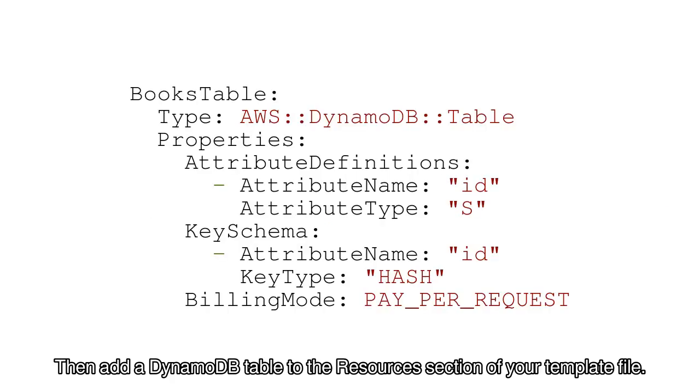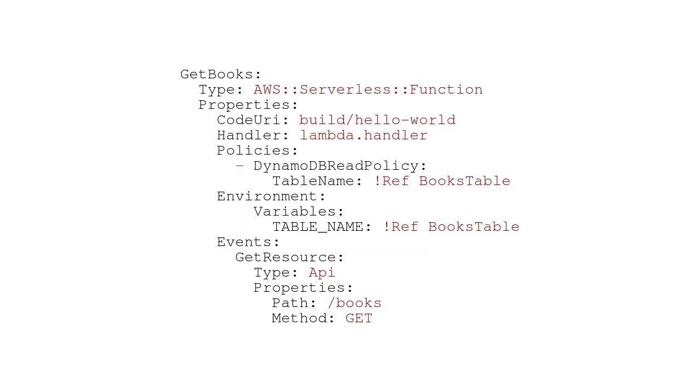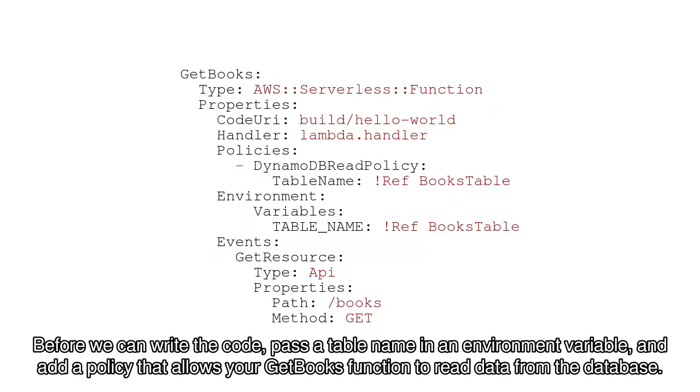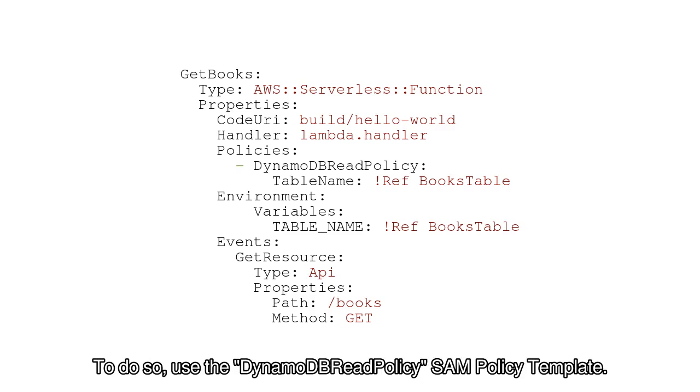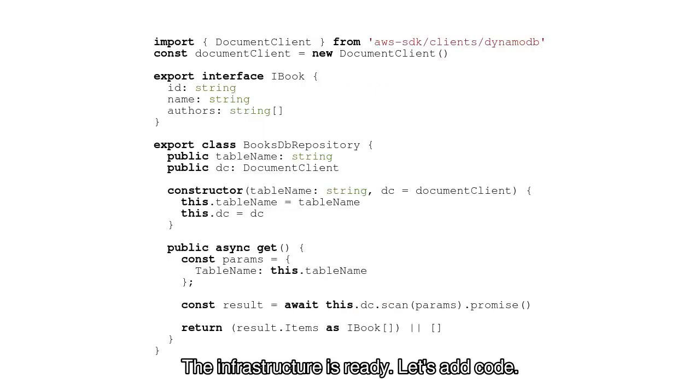Then add a DynamoDB table to the resources section of your template file. The Books table can look similar to the following CloudFormation resource. Before we can write the code, pass a table name in an environment variable, and add a policy that allows your getBooks function to read data from the database. To do so, use the DynamoDB read policy SAM policy template. The infrastructure is ready. Let's add code.